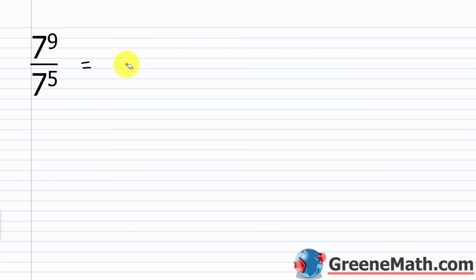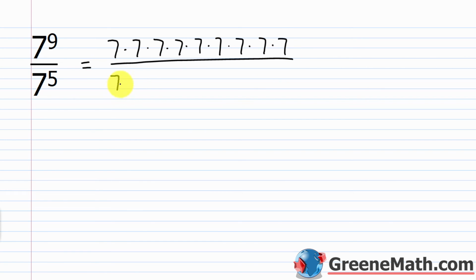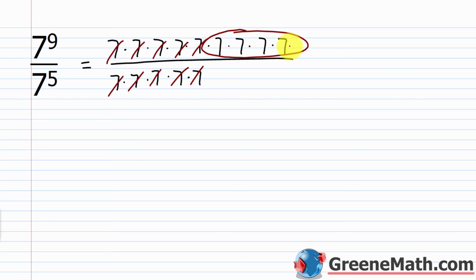And to see that once more, again, if I write out 9 factors of 7, 1, 2, 3, 4, 5, 6, 7, 8, 9 over 5 factors, 1, 2, 3, 4, 5. What's going to happen is I'm going to end up canceling 5 factors of 7 here. In other words, if I think about this using the exponents, I'm starting out with 9 and I'm subtracting away 5. I'm going to end up with 4. Right? Cancel this, cancel this, cancel this, cancel this, and cancel this. This is what I'm left with. I'm left with 4 factors of 7, or 7 to the 4th power.